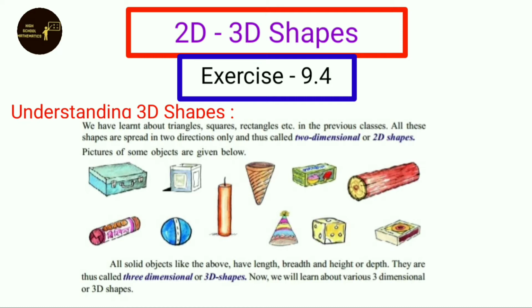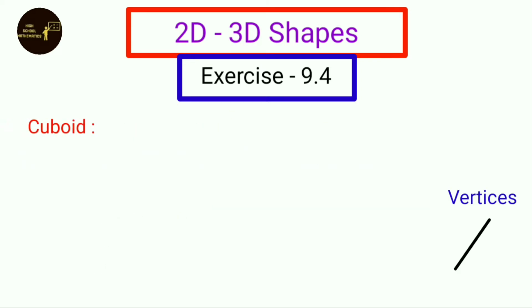Pictures of some objects are given below. All solid objects like the above have length, breadth and height or depth. They are thus called three-dimensional or 3D shapes. Now we will learn about various three-dimensional or 3D shapes.